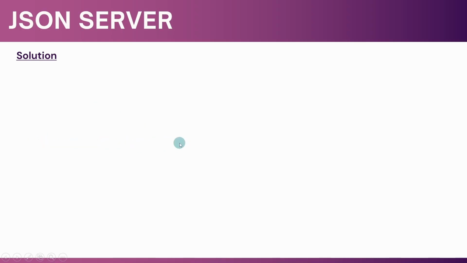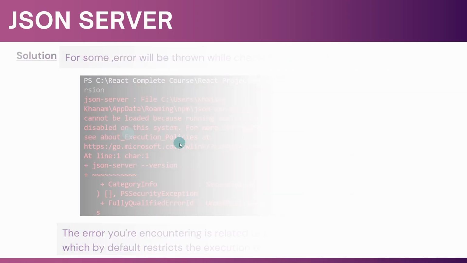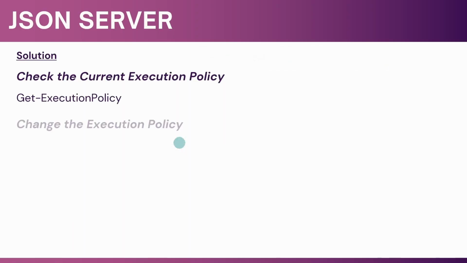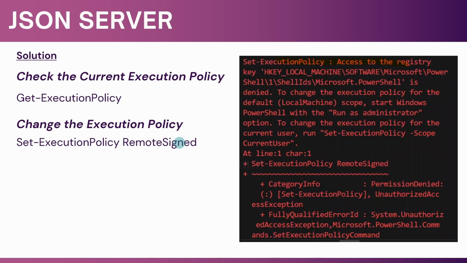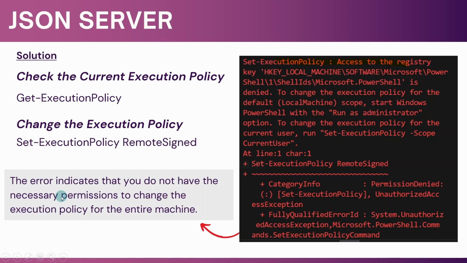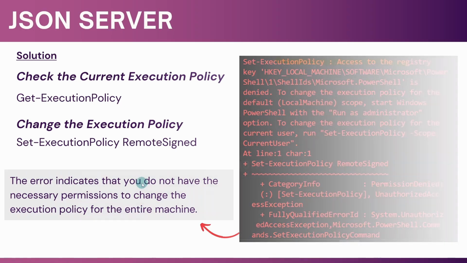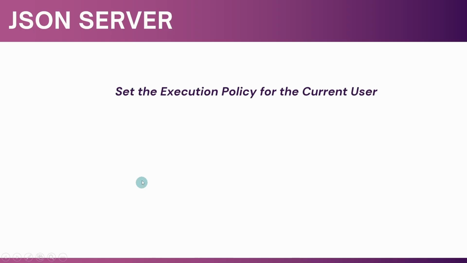And previously, if you got this error and after trying this solution you again encounter this error, that is, access is denied. We are getting this error because we do not have the necessary permission to change our execution policy for the entire machine. So in this case, what we can do, simply you can jump to this solution.